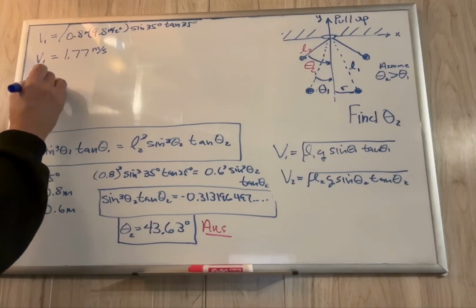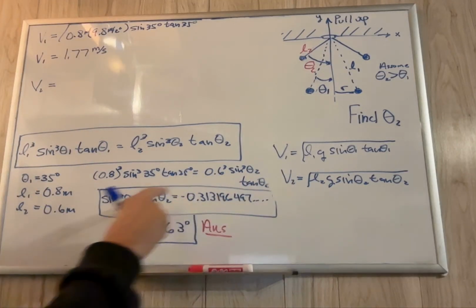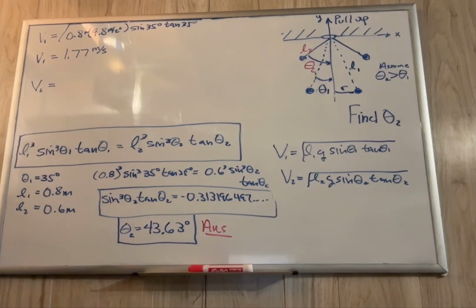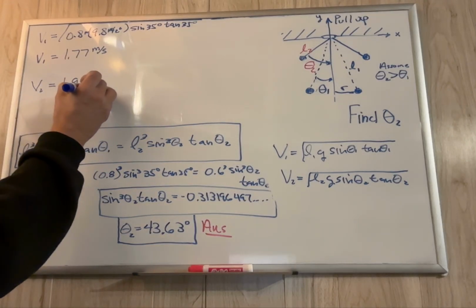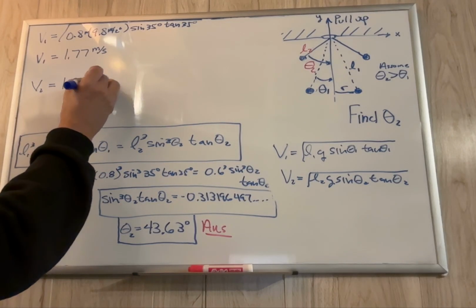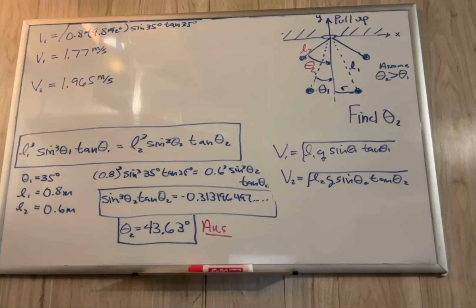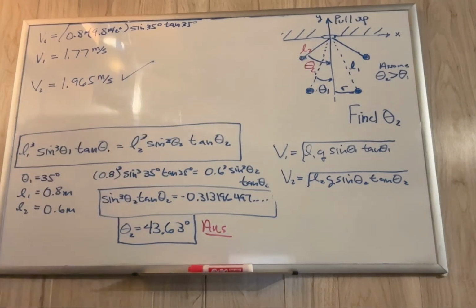And velocity 2 is basically the same process. You're just going to put your L2 in here, which is 0.6, and your theta 2, which is 43.63. And that comes out to be 1.965 meters per second. Not a great increase, but there is an increase there. So this velocity is going to be greater than the first velocity.